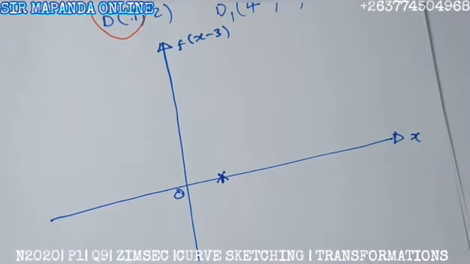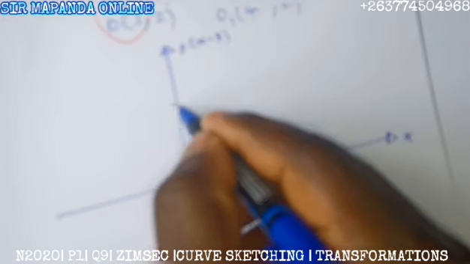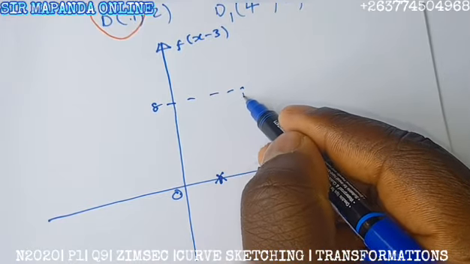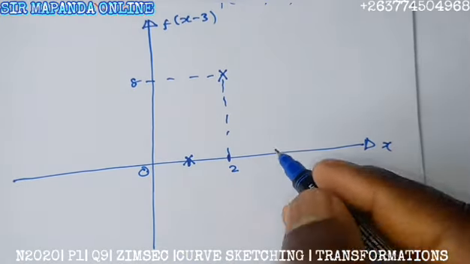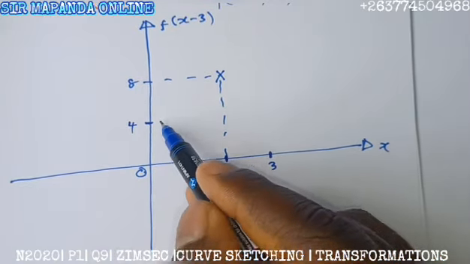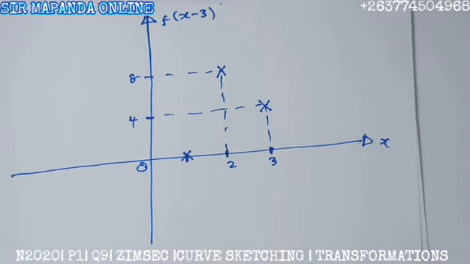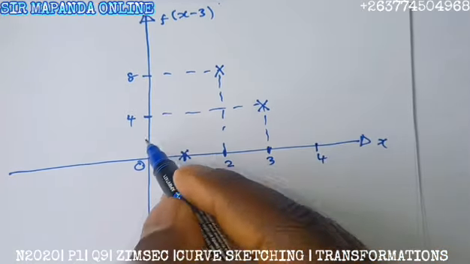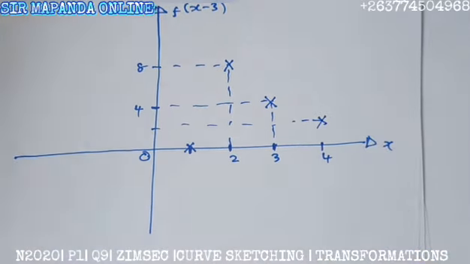This is 1, 0. Then we need 2, 8. So this is 2, and this is 8. This is 2, 8 here. Then we need 3, 4. This is 3. 4 is between here. So 3 and 4, they are meeting here. Then we have 4 and 2. So this is 4, and this is 2 here. They are meeting here. So if we plot our graph, it comes out.